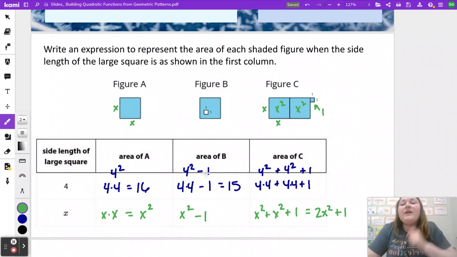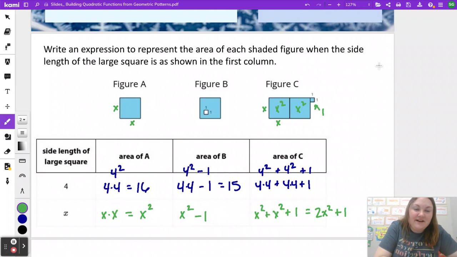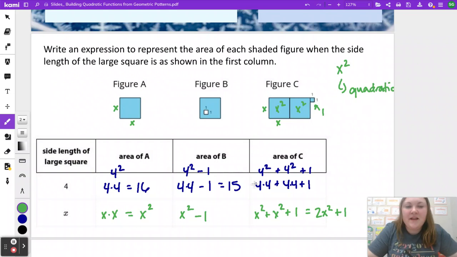This relates to our conversation we had in the first lesson about geometric patterns, because we're seeing, especially here with the X, that a lot of these X squareds are coming up. And we ended that first lesson talking about how if an expression or an equation has X squared in it, that makes it a quadratic expression or a quadratic equation. And so we're going to continue working on that idea today and writing some equations from these quadratic geometric patterns.